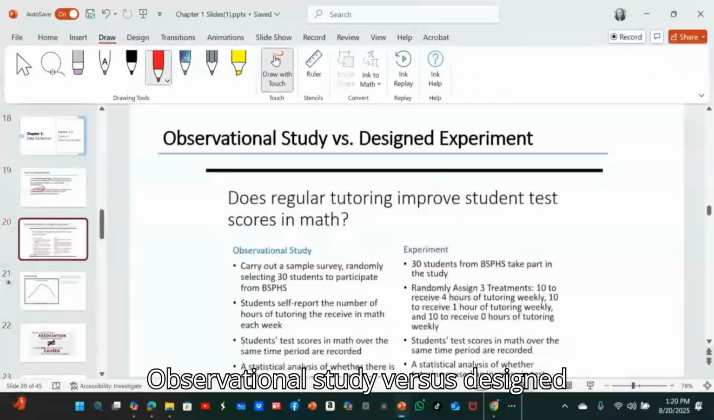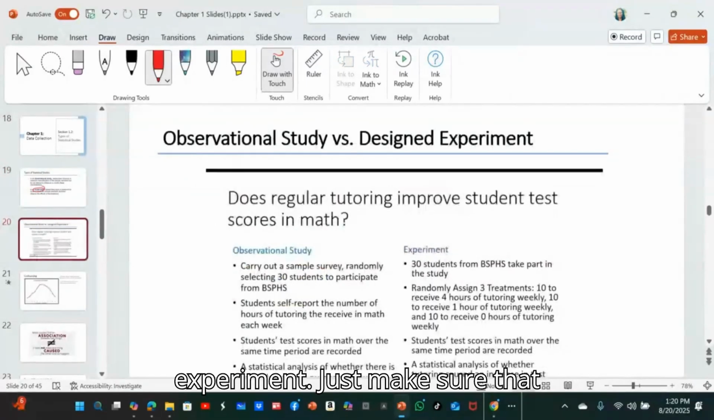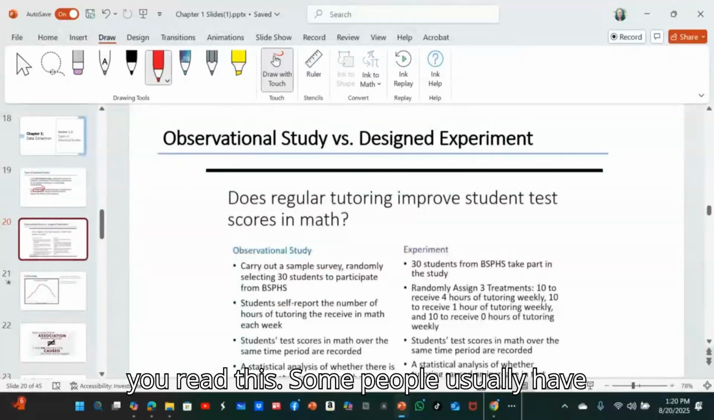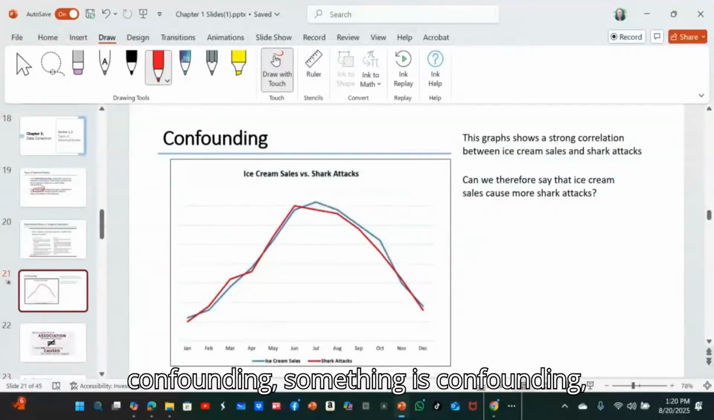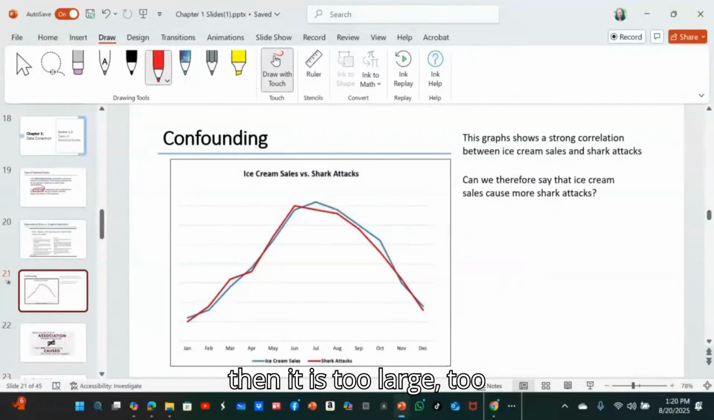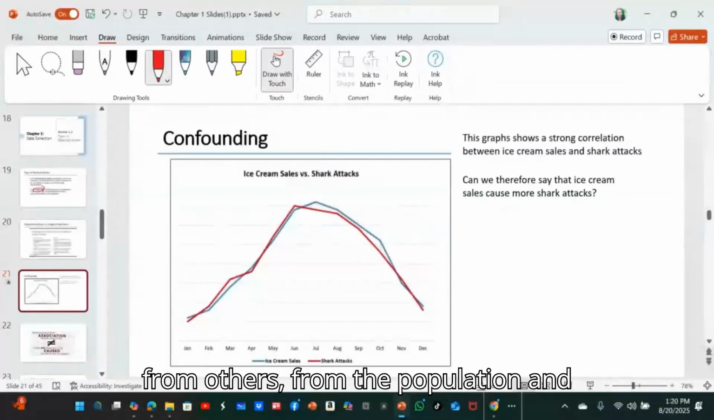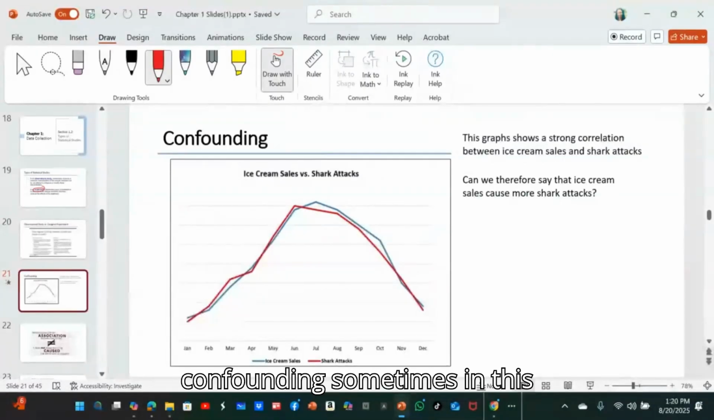Observational study versus designed experiment. Just make sure that you read this. Some people usually have problems with this, but let's talk about confounding. If an observation is confounding, then it is too large, too extreme from others, from the population. And confounding is sometimes mistakenly called skewness or outlier.